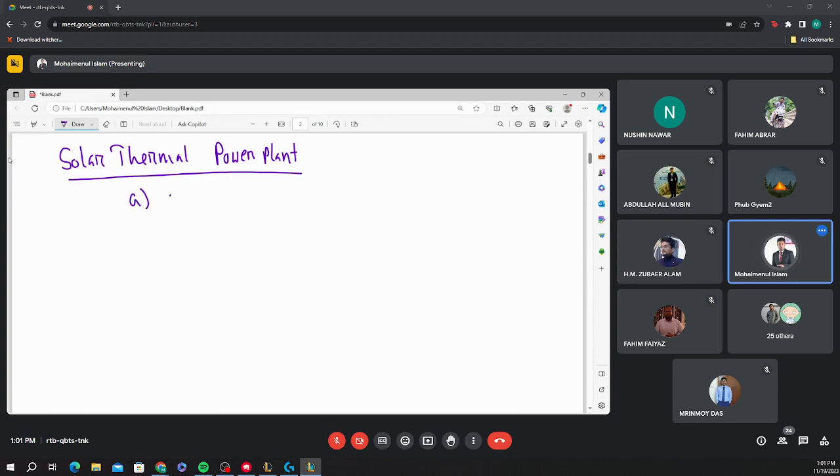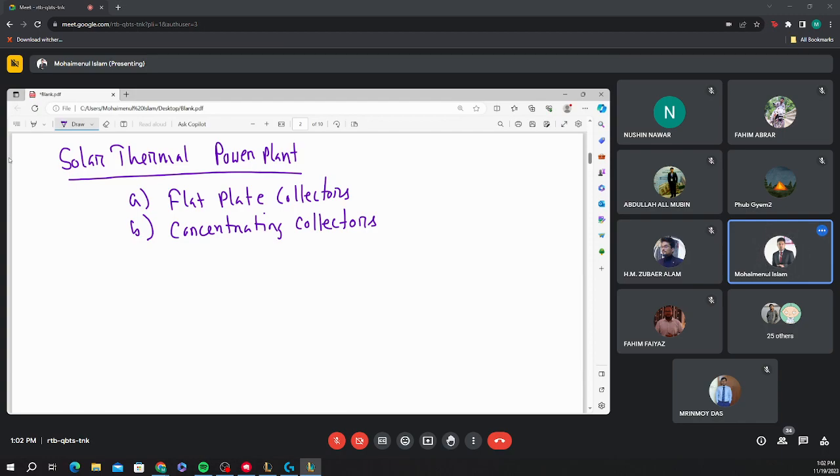One is flat plate collector, and another is concentrating collector. That means you need to collect the sunlight in a concentrating way. That means the whole light will be concentrated in one point. Okay, so that is called concentrating collector. So there are several types of concentrating collector.